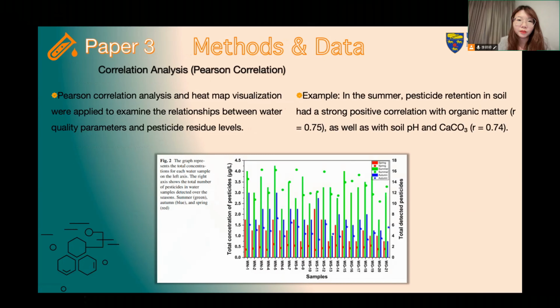Correlation analysis. Pearson correlation analysis and heat map visualization were applied to examine the relationships between water quality parameters and pesticide residue levels. For example, in summer, pesticide retention in soil had a strong positive correlation with organic matter, as well as with soil pH and ecosystem.